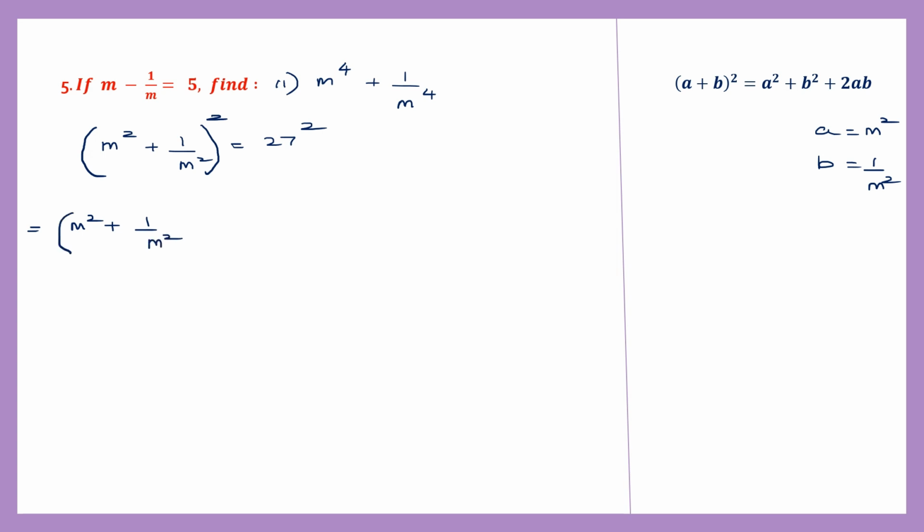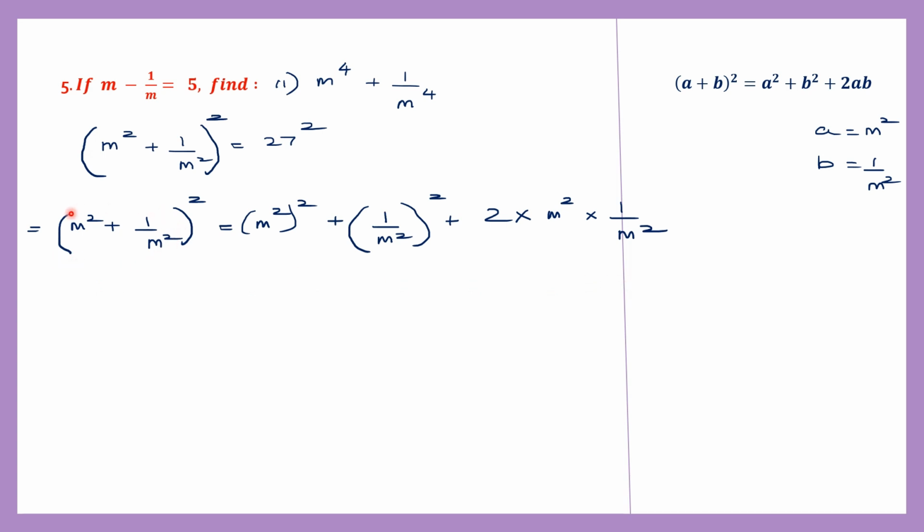This is in the form of (a + b)². (a + b) the whole square is equal to a² + b² + 2ab. So this is a, and the square of this, plus b, that is 1/m², b² will be the square of this, plus 2ab. So 2 into a, which is m², into b, which is 1/m². Okay, I hope you've understood till here.